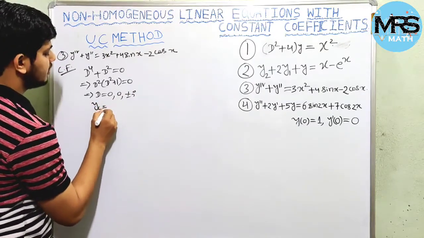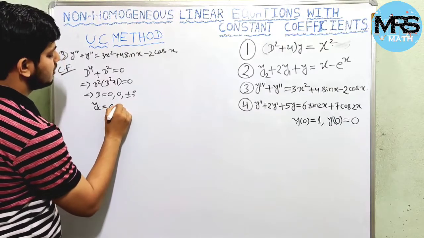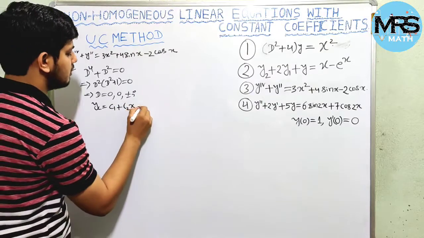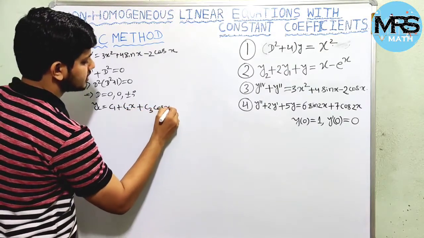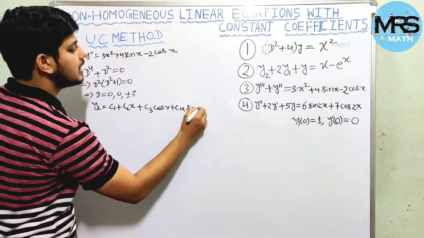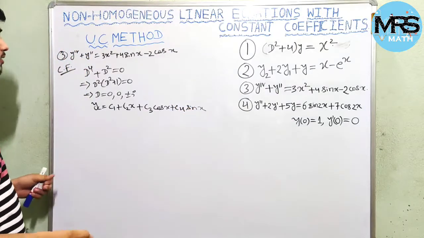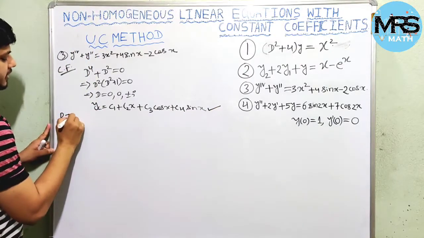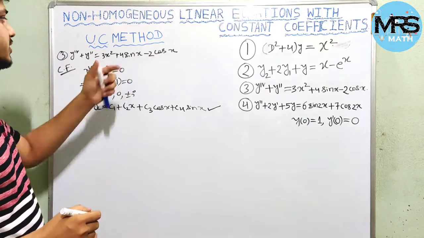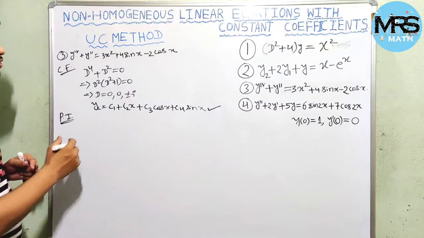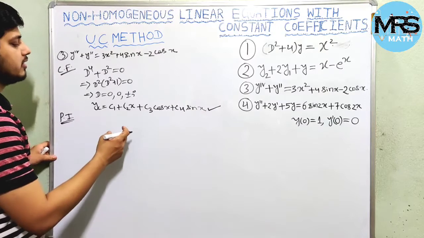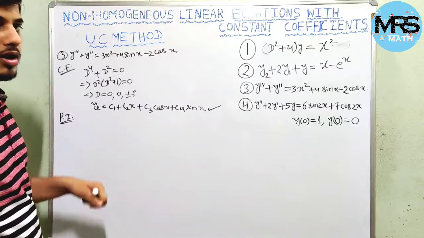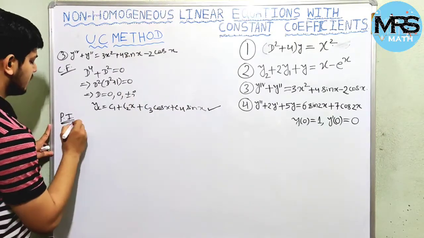So yc will be (c1 + c2x) e^(0x), that is 1, plus c3 cos x plus c4 sin x. If the complementary function is okay, now we can proceed to the particular integral. This question is very important because we are going to find UC functions similar to those present in the complementary function. Let us proceed.